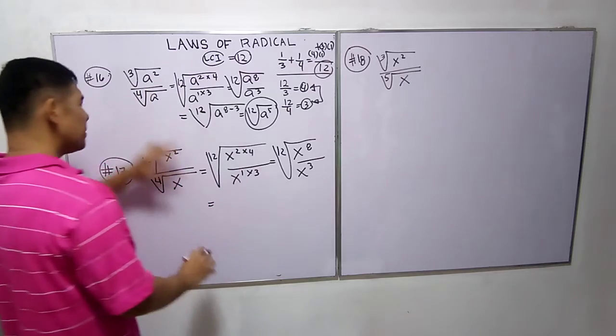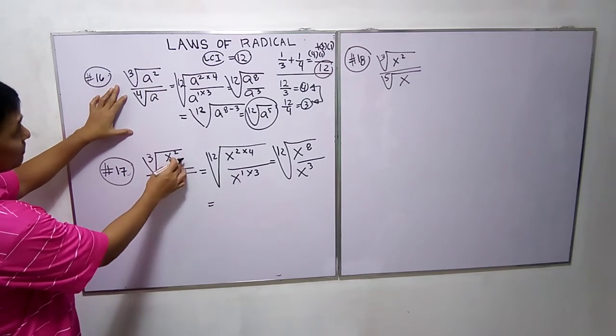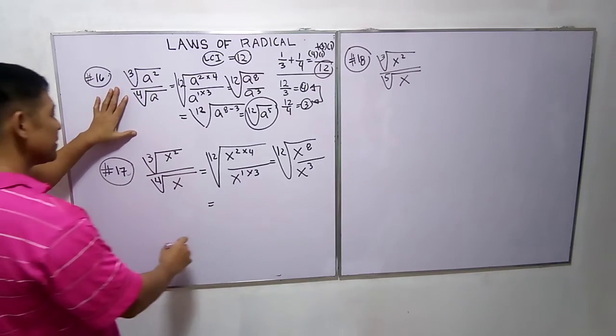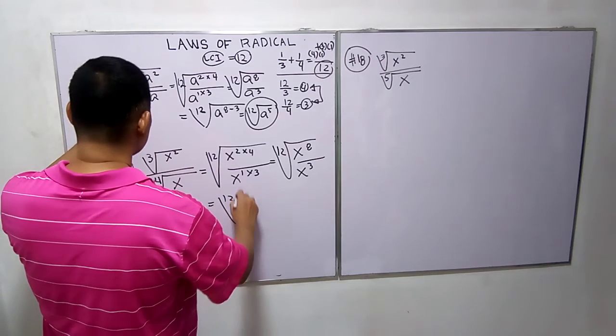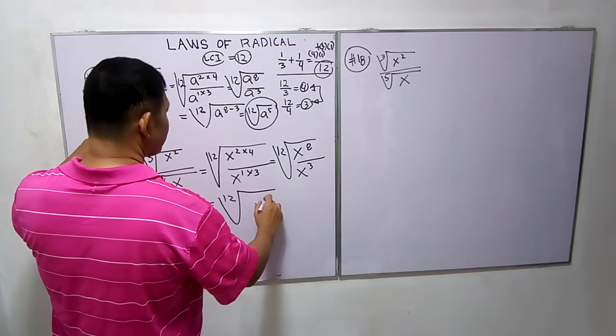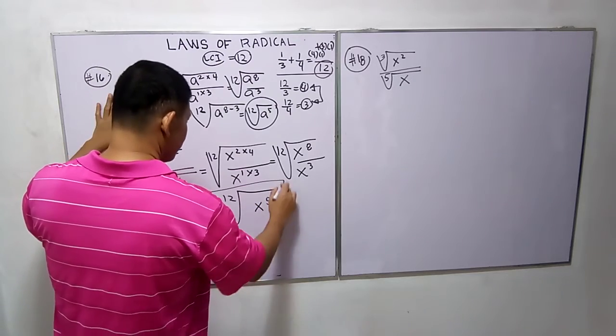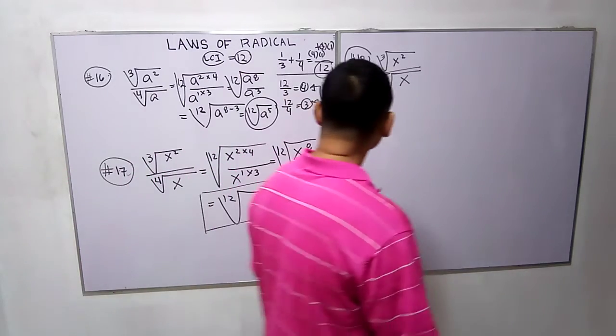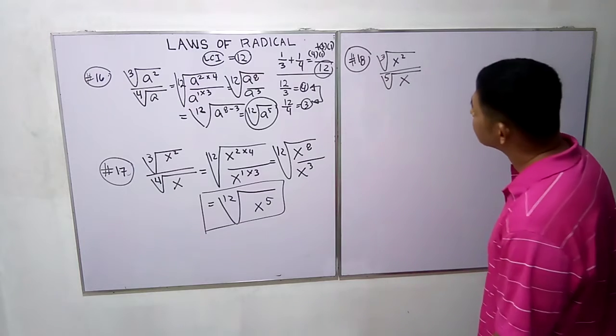So, halos kaparehas lang po nito. Kung mapapansin nyo, yung variable na naman na bago. Therefore, 12 root of mangyayari ay x to the power of 5. Punta naman po tayo dito sa number 18.